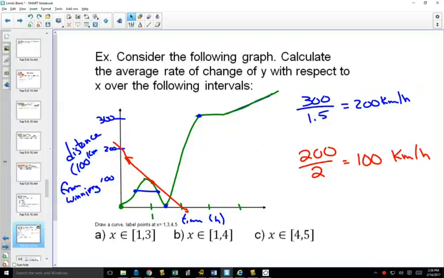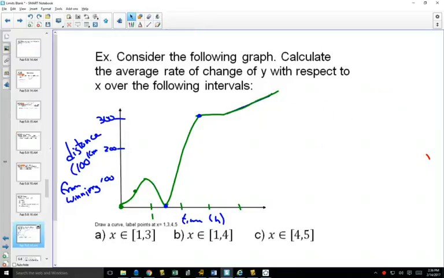As far as, I'll erase some of these lines, and then we can actually look at the intervals that are given here. 1, 2, 3, 4, 5. So we can label some points on this graph. This is where it's at 1. At 2, it's right there. At 3, it was up there. 4, it was there. And 5 looks like it's there.